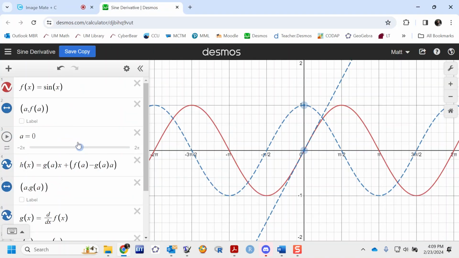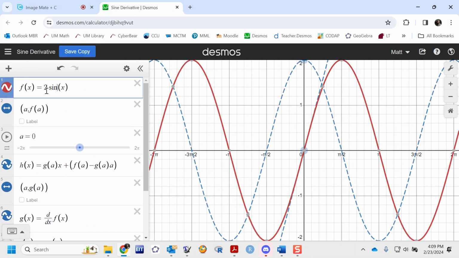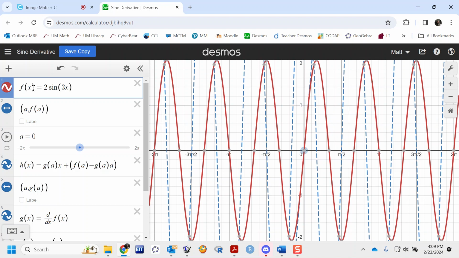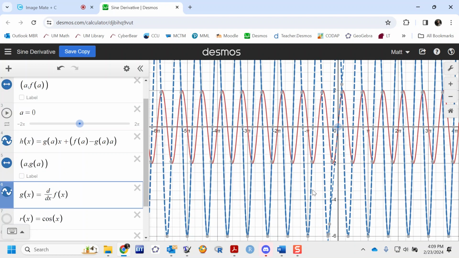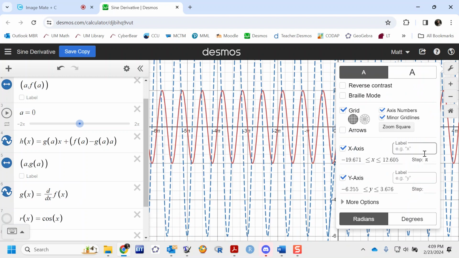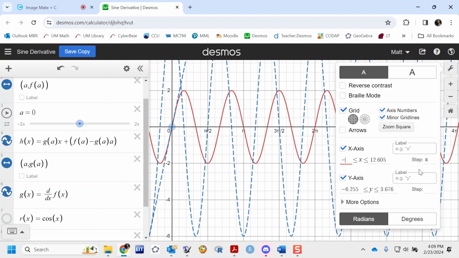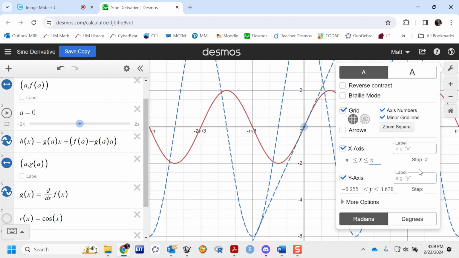I'll just type 2 sine 3x. Let's see, so I'll put 2 times the sine of 3x in here. And what do I notice about the derivative? Wow, it's pretty hard to see right now, but it appears like the derivative is cyclic too, but it has a much higher amplitude. So maybe I'll change our viewing rectangle a little bit. It looks like we could go from negative pi to pi, and negative 7 to 7 here.